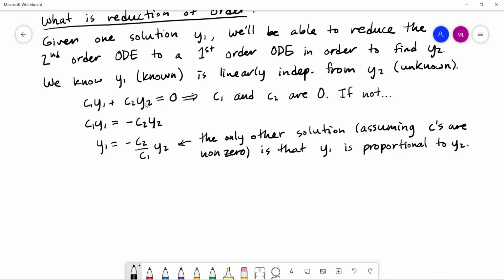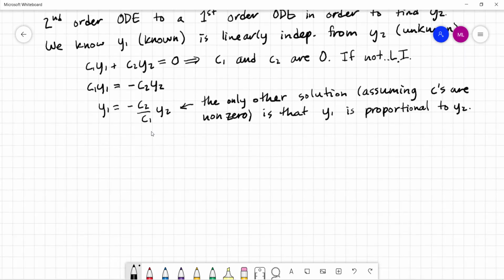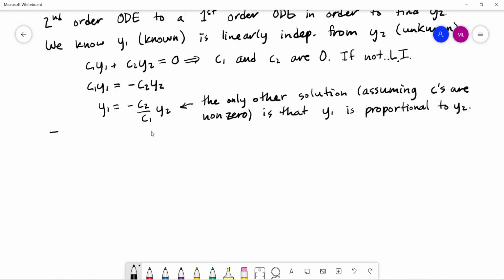So if y1 was x and y2 was 2x, those aren't linearly independent, because I could just double the first one and then subtract the second one and you would get 0. So if the c's are non-zero, it would mean that one is a multiple of the other. So the reverse of this, saying that they are linearly independent, means that this is not possible. We can't wind up with this situation, right? So if they're not linearly independent, this is what it leads to, that one is a multiple of the other. Because ours are linearly independent, it means that that can't be the case.